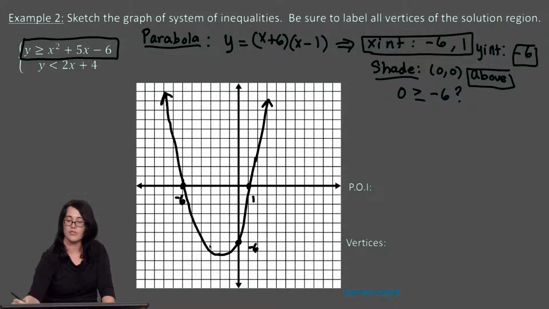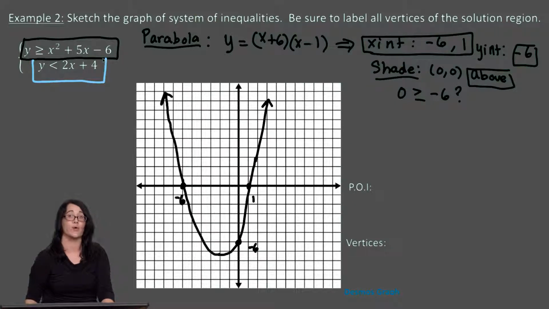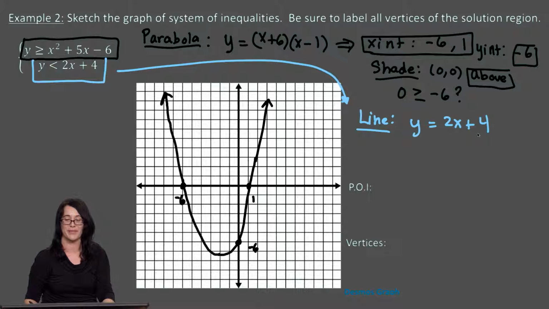Okay? But let's look at our second graph. What do we have here? We have y is less than 2x plus 4. Now what kind of constraint am I looking at here? What kind of constraint is that? That's right, it's a line. Well, we're great at lines. y equals 2x plus 4. I hope we're great at lines. We might need to improve on lines if we're not great at them.